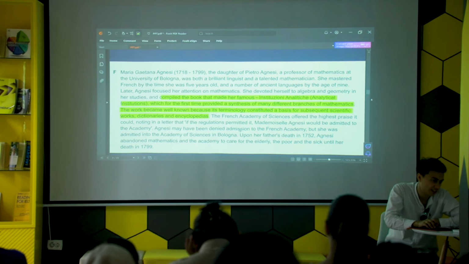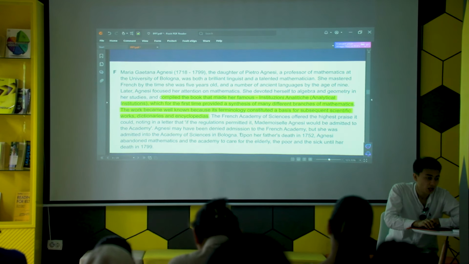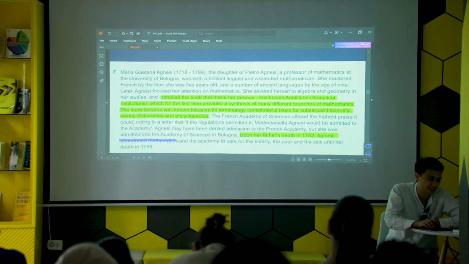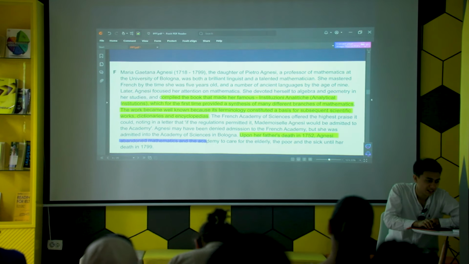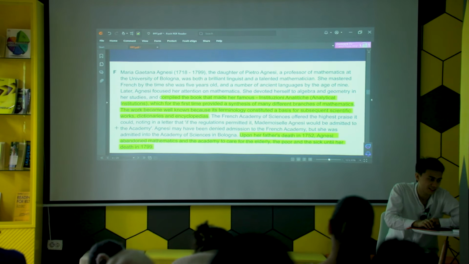Agnesi may have been denied admission to the French Academy, but she was admitted into the Academy of Sciences in Bologna. Upon her father's death in 1752, Agnesi abandoned mathematics and the academy to care for the elderly, the poor, the sick, until her death in 1799.